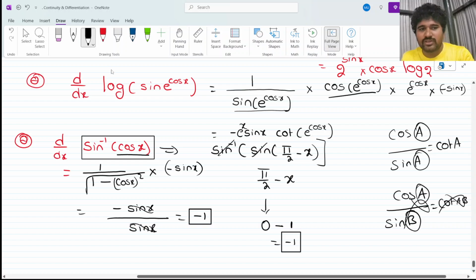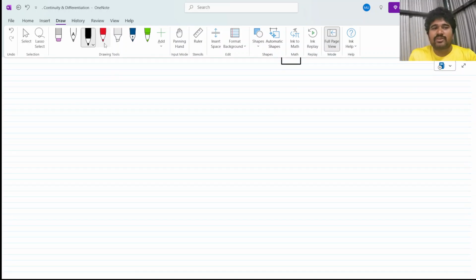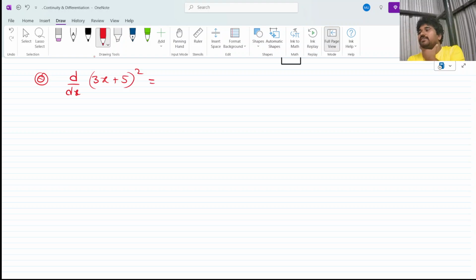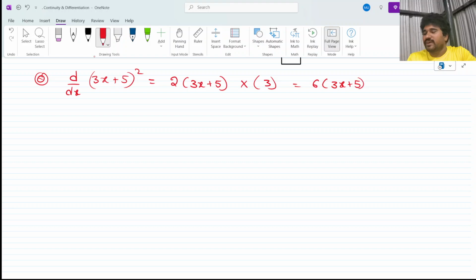For example, I will show this question. Tell me one quadratic. For example, the question is like this: 3x plus 5 whole square. Do its differentiation. What will it become? If I ask, what will you do? 2 into, as it is, you write 3x plus 5, into the differentiation of 3x plus 5, which is 3. Altogether it will become 6 into 3x plus 5.